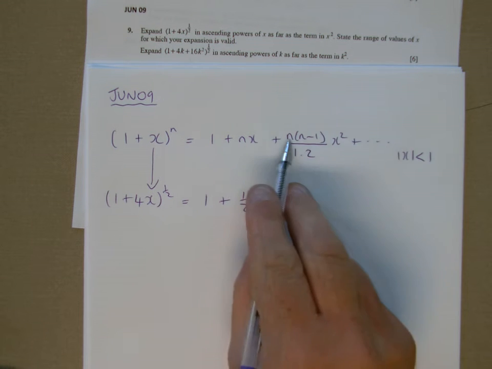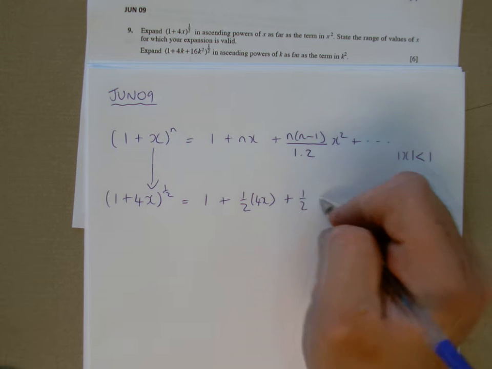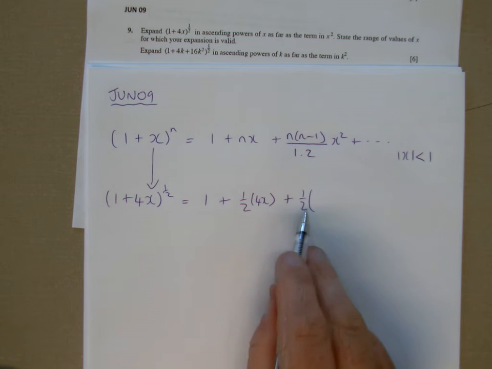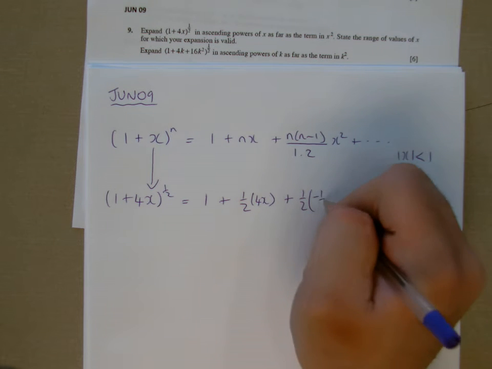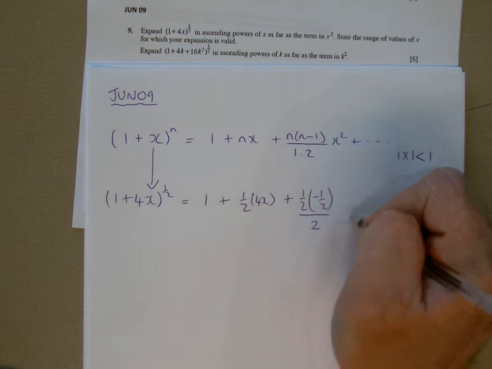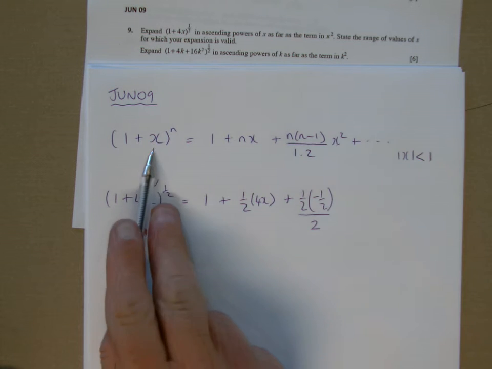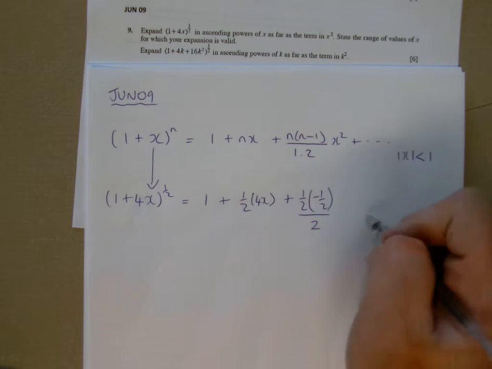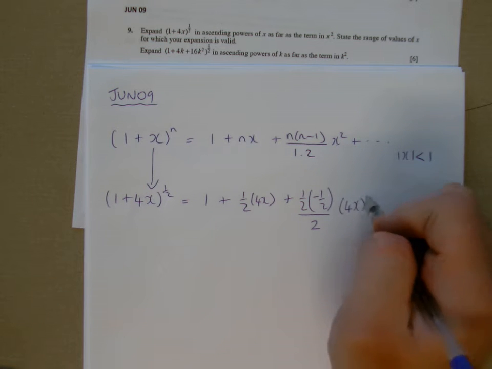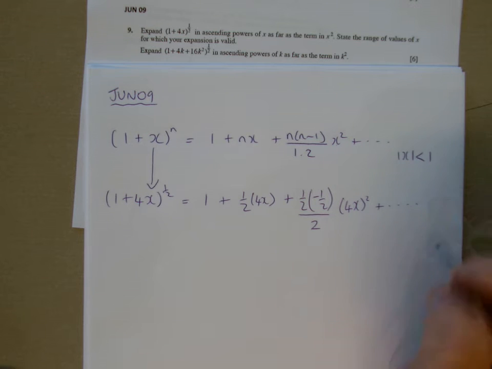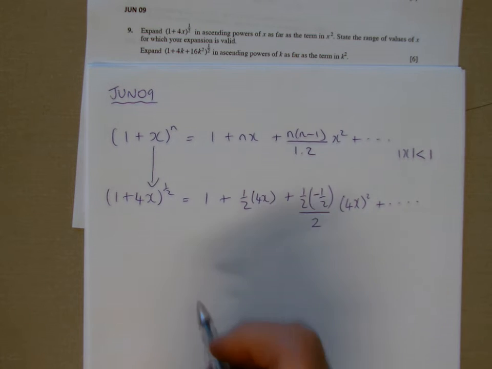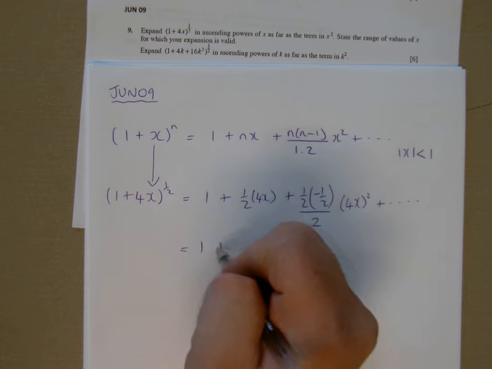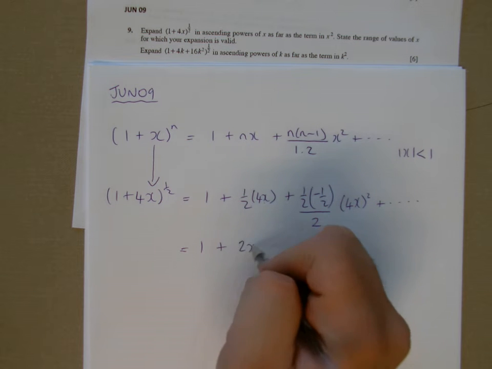Plus then your n, which is a half, times your n minus 1. So if I take 1 from that, you get minus a half, over 1 times 2, which is 2. And then you've got x squared. Now remember, you've got to square the x, but our x has become 4x, so we've got to square all that, so put it in a bracket. Plus dot, dot, dot. So then we're going to simplify this. This becomes 1 plus half times 4, which is 2, so 2x.